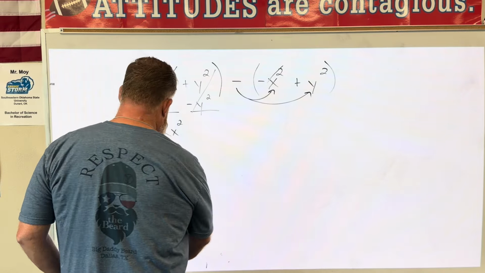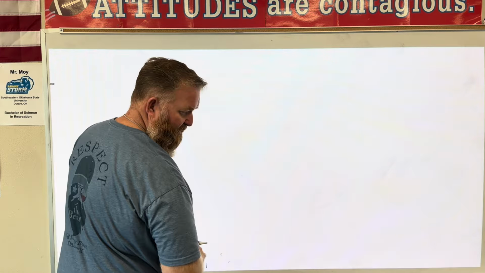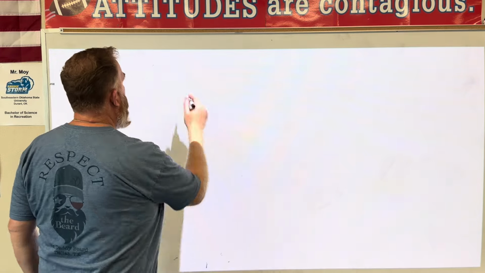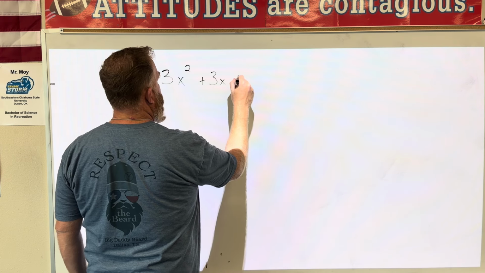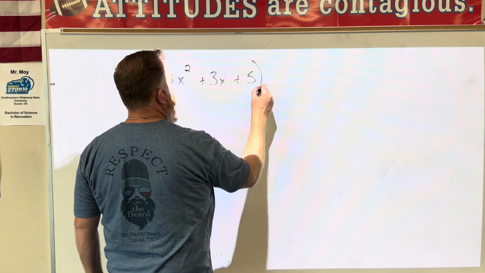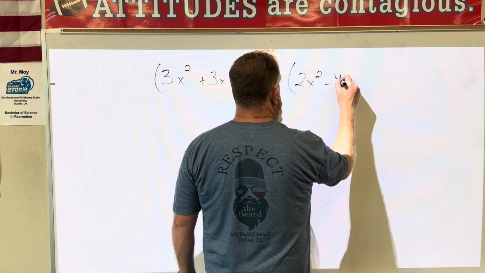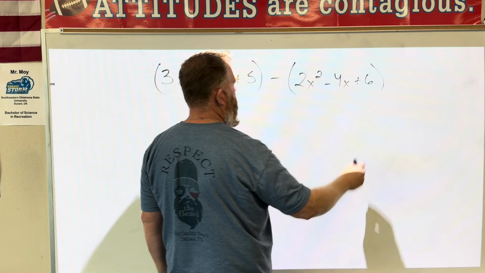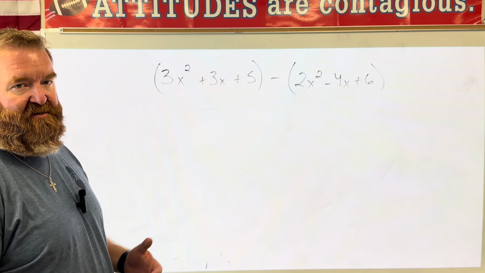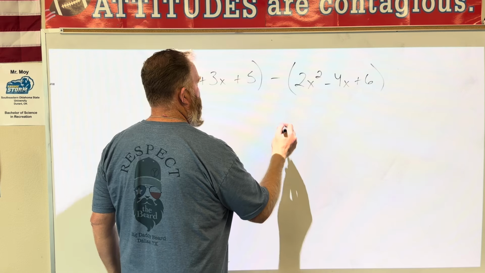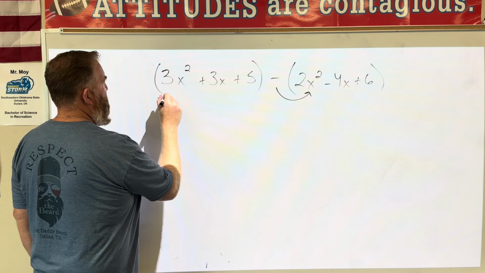Like the next one, literally looks like this. Let's go 3x squared plus 3x plus 5 minus 2x squared minus 4x plus 6, okay? All right, what do you notice first? There's a minus sign. What is a minus going to do, guys? It's going to distribute. So positive 2x squared becomes a what? Negative 2x squared.